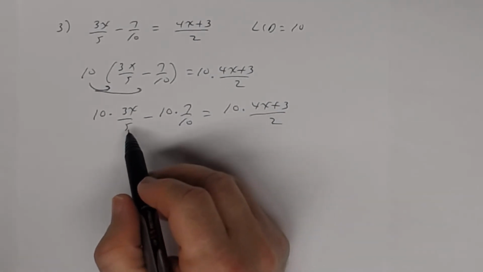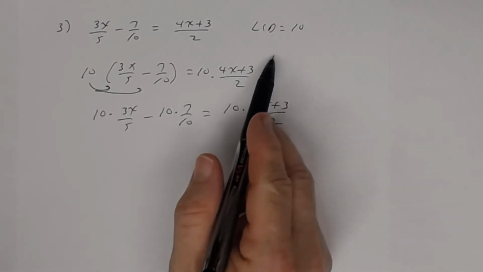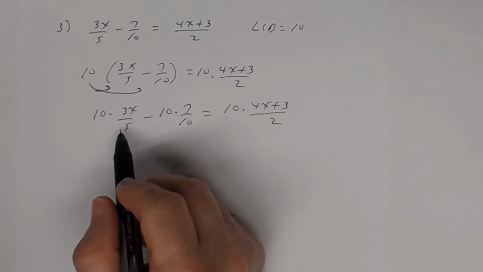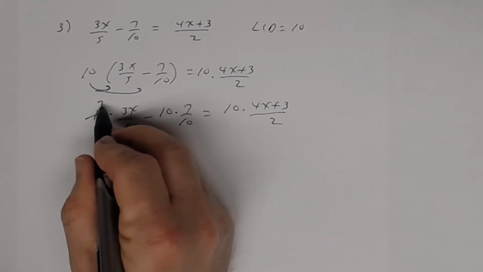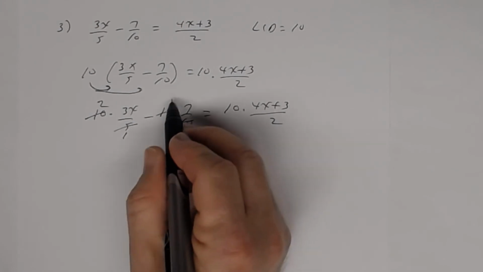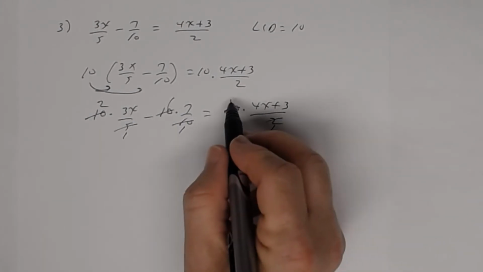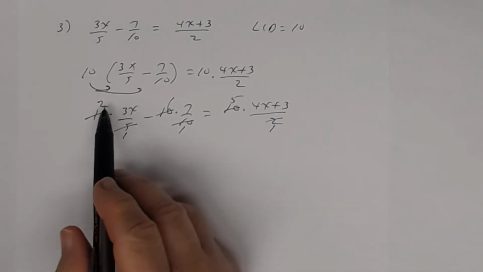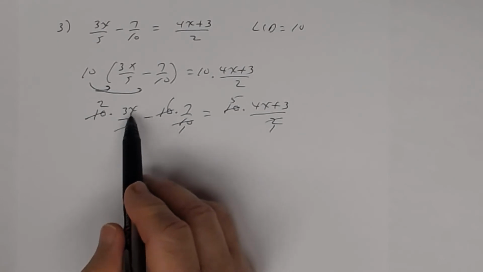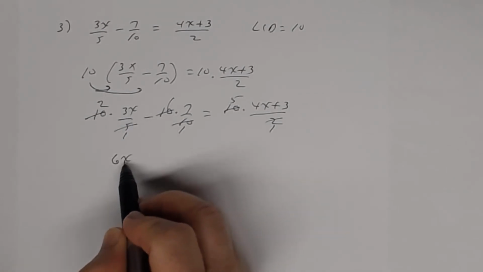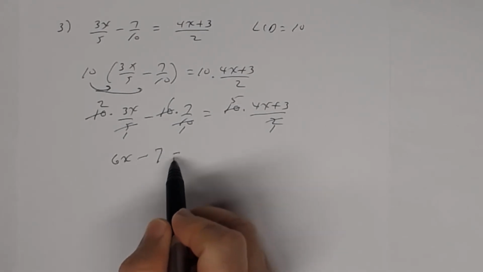So now when I reduce, I'm going to get 1s in those denominators, because multiplying by the LCD will help me to reduce this. 5 into 5 is 1. 5 into 10 is 2. 10 into 10 is 1. 10 into 10 is 1. 2 into 2 is 1. 2 into 10 is 5. Okay? All right, so now look at what I have here. I have 2 times 3x, which we know is 6x, minus 1 times 7 is 7, equal.